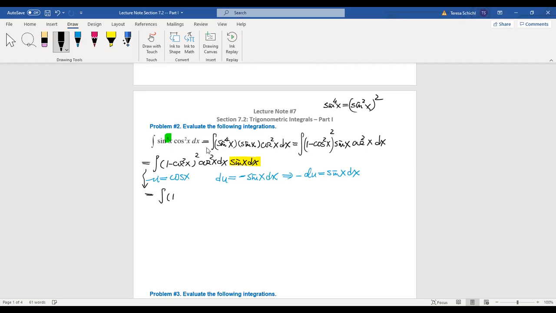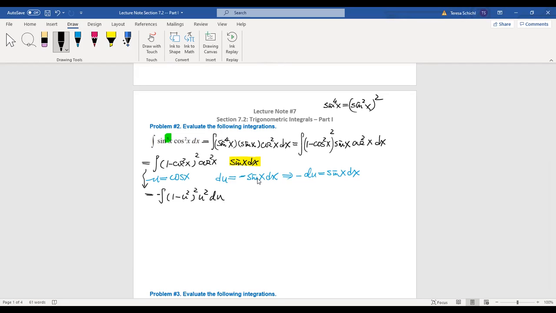So this will be 1 minus u squared, squared, then u squared. I'm sorry, here I put one more dx. So the cosine, like this way, right? Then the sine x dx is what? Negative du, right? So I put a negative du here.